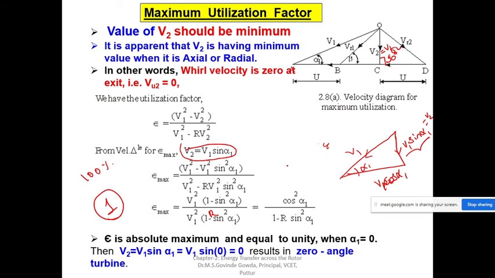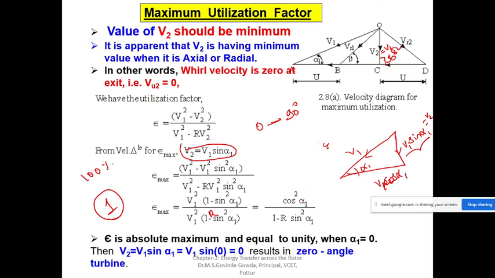Okay. So when alpha 1 is 0, we can also say when alpha 1 is 90 degrees, two things are there: one is 0, the other one is 90 degrees. Since in the numerator there is a cos term, if this becomes 90 degrees, the whole term becomes minimum, that is, it reaches 0.